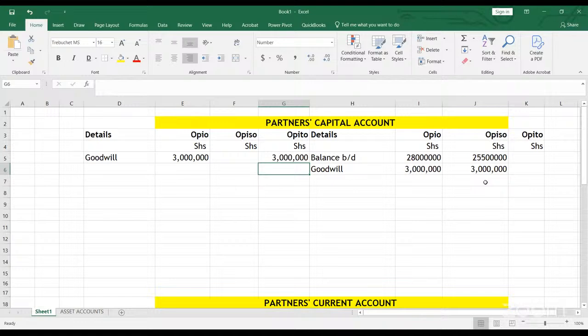This is Catherine's question: if Opito had less, would he take the higher ratio? Of course, if Opito had less, then he takes a small share. But now their contributions are the same, so they should be sharing everything equally, 1-to-1.